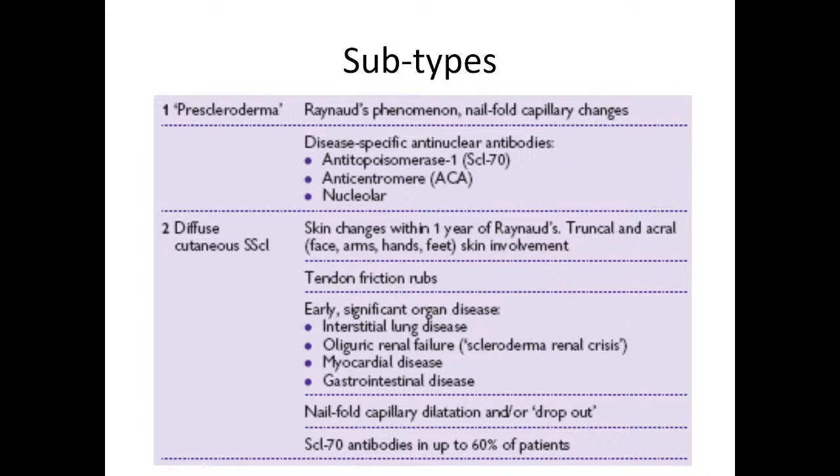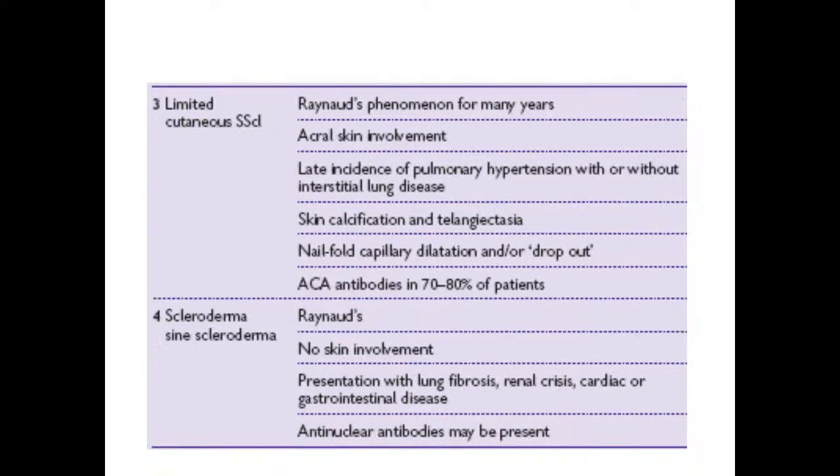When we perform microscopy of the nail bed, you can see nail fold capillary dilation and dropouts, and SCL70 antibodies can be present in about 60 to 70% of these patients. You have to understand that though these antibodies are specific, they are not very sensitive. If present, they are very specific for systemic sclerosis, but their absence does not rule out systemic sclerosis. You still have to consider and manage the patient as systemic sclerosis.